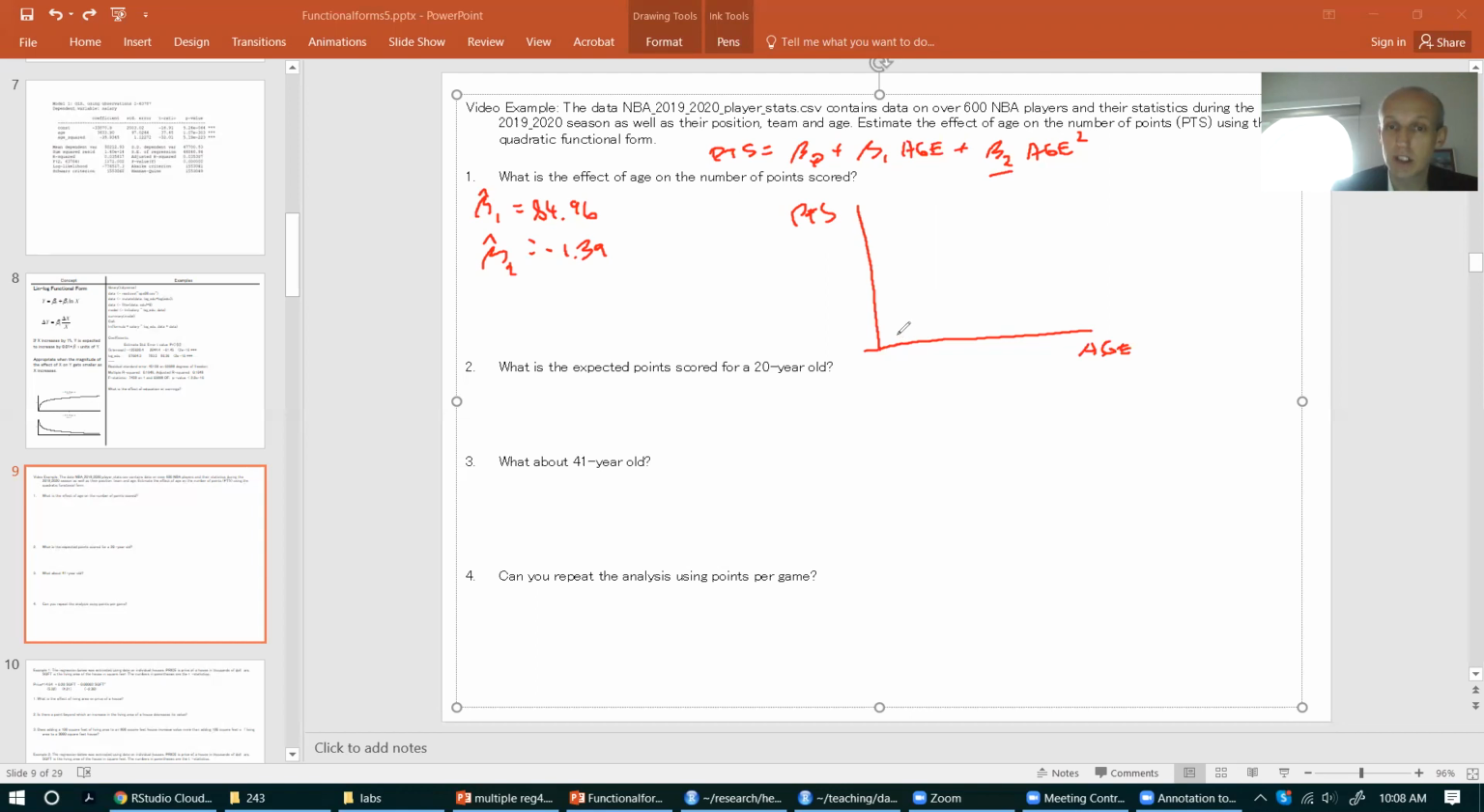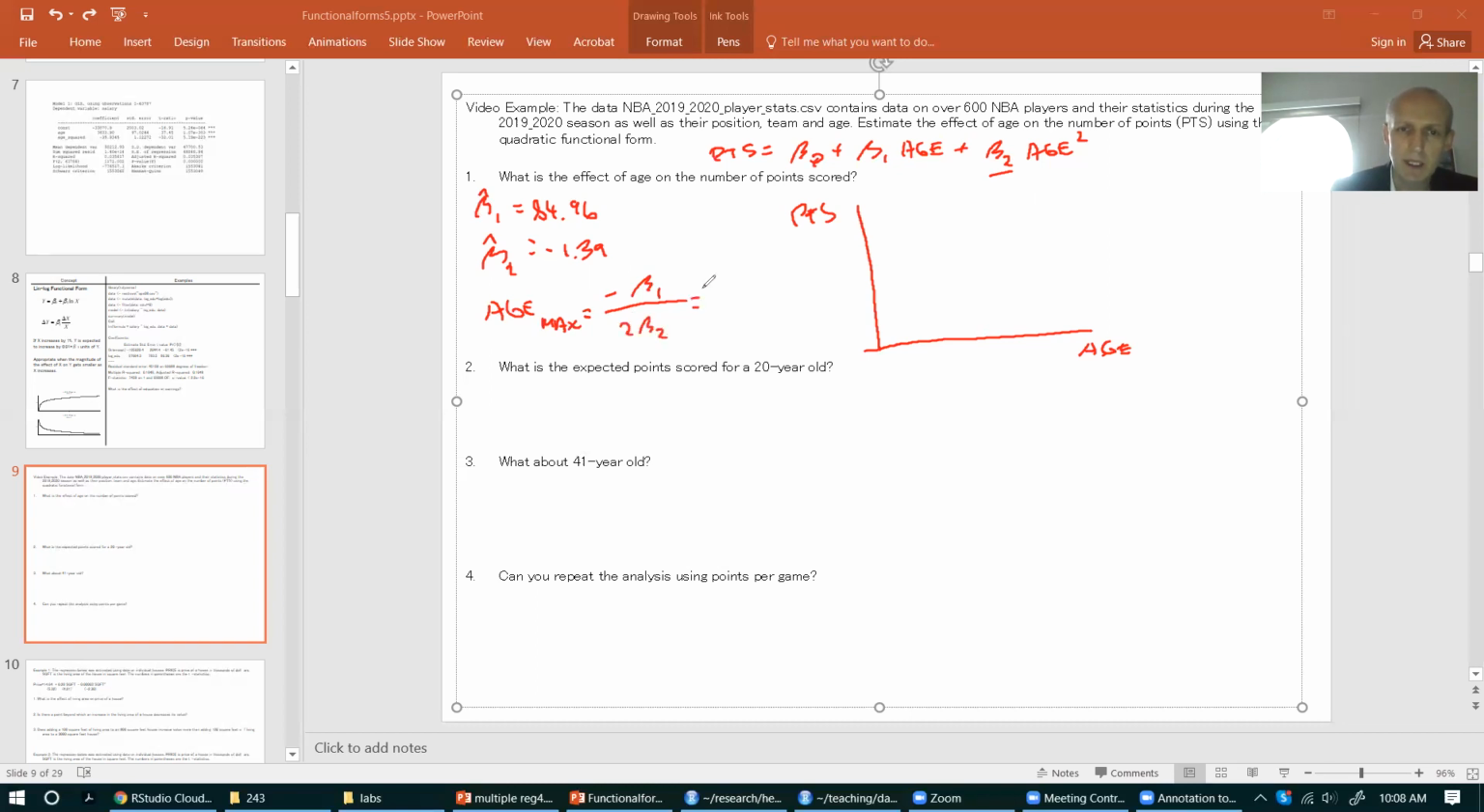So there's going to be some relationship where at first age makes you better, and then at some point it reaches a maximum and then it declines. And so we want to find out where that maximum is. So age max equals, and we know what the formula is. It's the negative of beta 1 divided by 2 times beta 2. I'm going to write it down. Negative of beta 1 divided by 2 times beta 2.